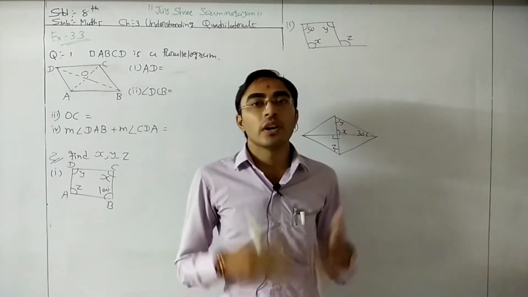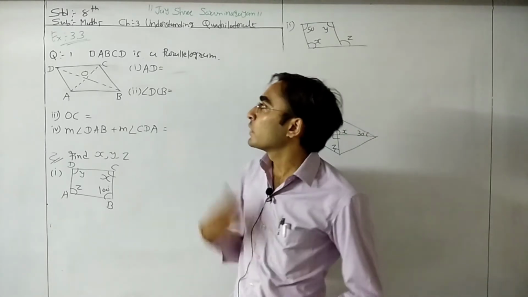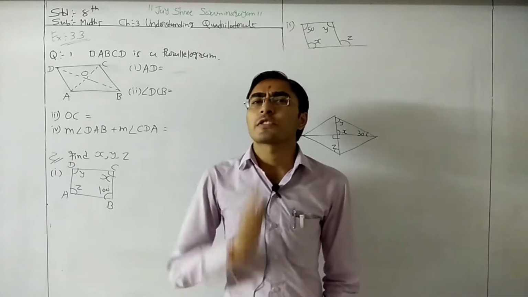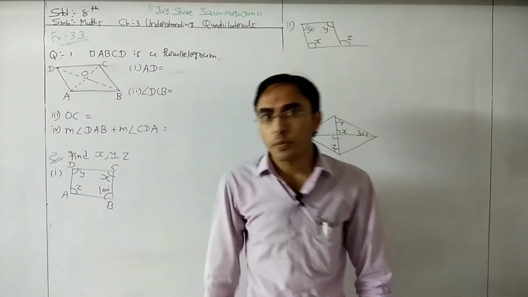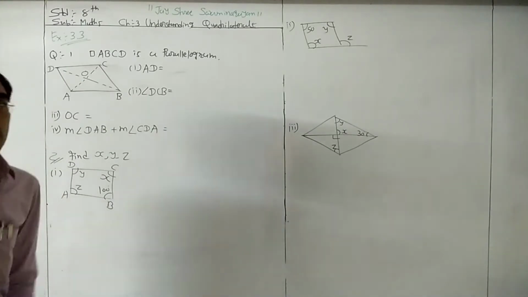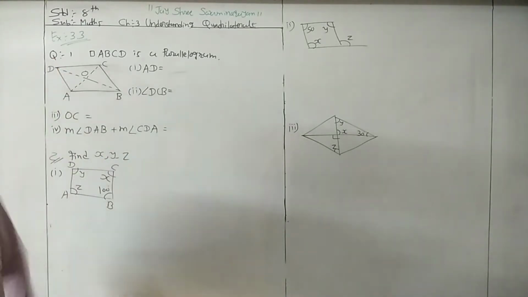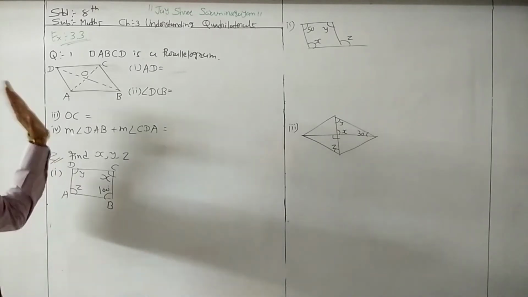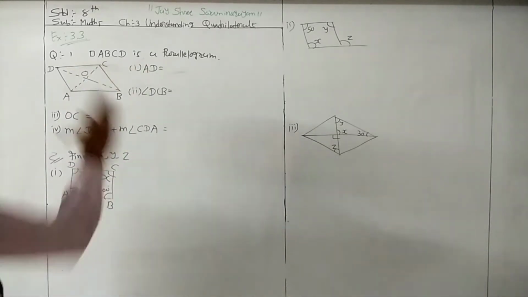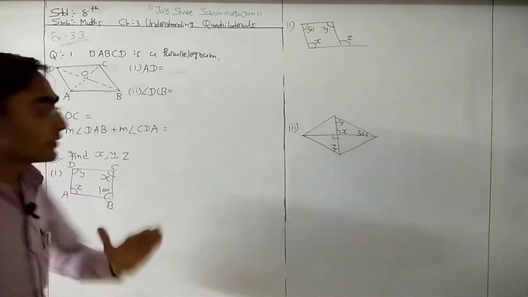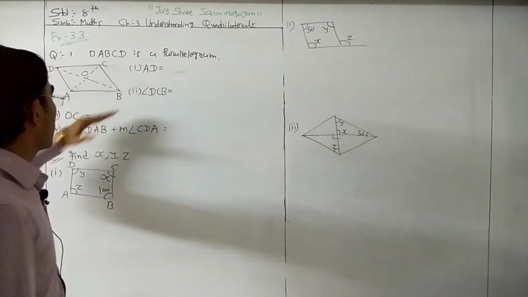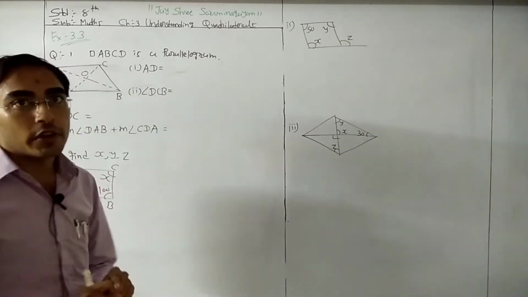In this video, I will explain exercise 3.3. So just be ready, open your mind, let's start it. First of all, read question number 1. Quadrilateral ABCD is a parallelogram. We need to give the answer of this question with the property.